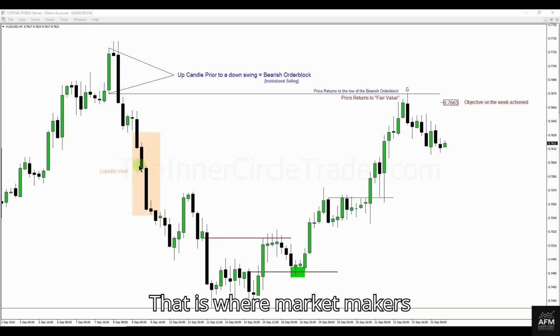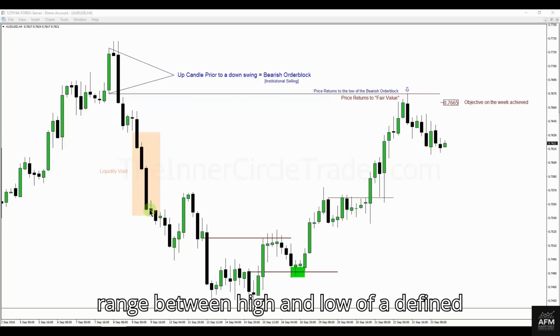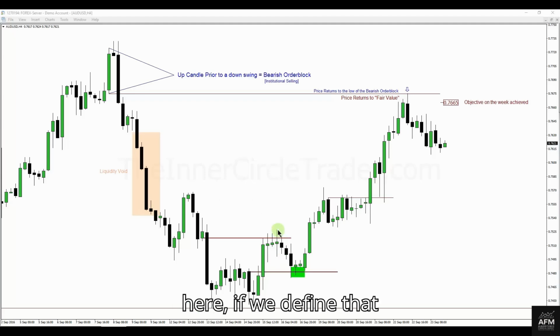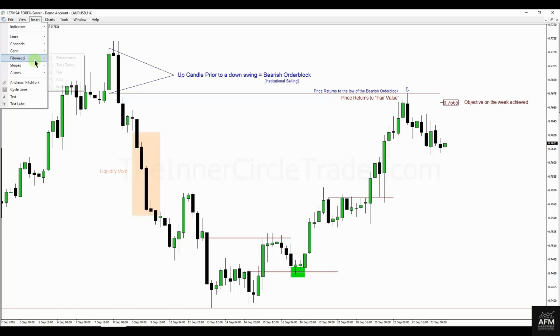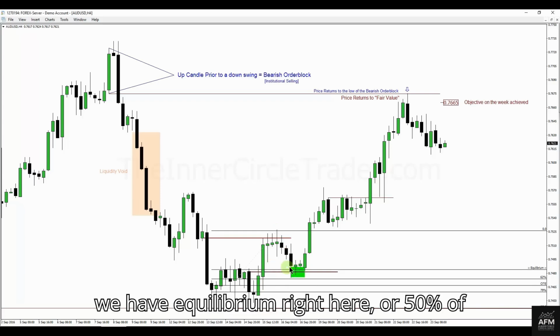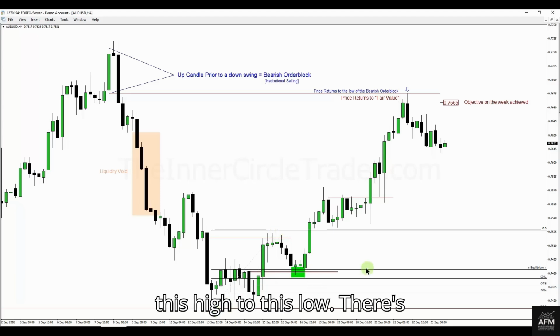That is where market makers view fair value. Now, equilibrium, or fair value, in regards to the equidistant range between the high and low of a defined range, that being if we have this low here and this high here, if we define that with fib, okay, we have equilibrium right here, or 50% of that range from this high to this low. There's equilibrium.